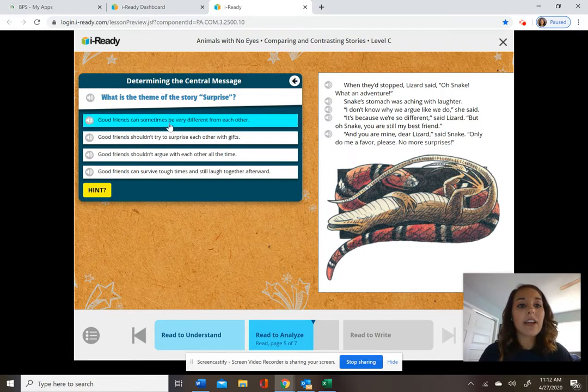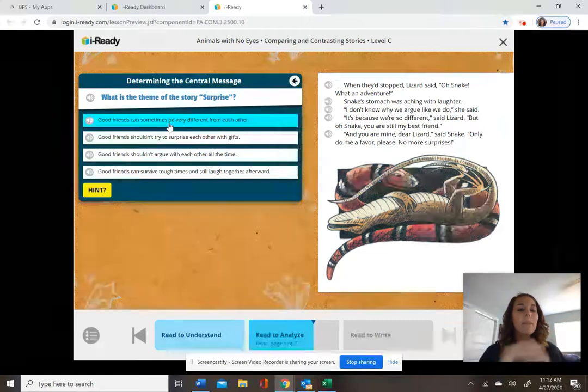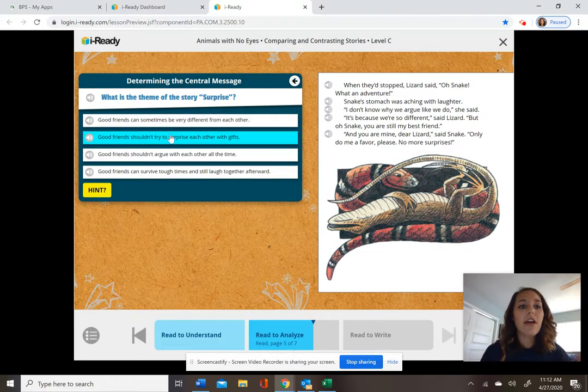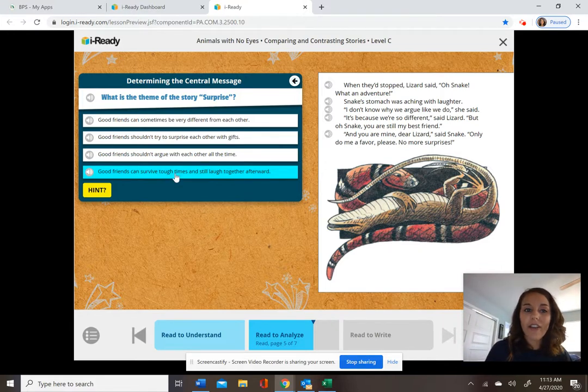So is it saying that good friends can be different from each other? Is that what the big lesson, the big takeaway is? Good friends shouldn't try to surprise each other with gifts? Is that what this story is teaching us? Good friends shouldn't argue with each other all the time? Is that the biggest lesson? Or is the lesson that friends can survive tough times and they can still laugh together afterward?